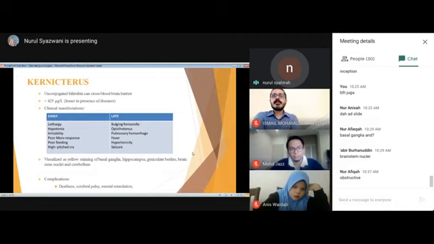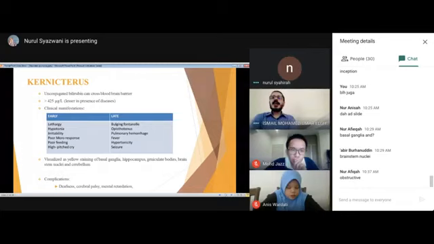Okay, I will ask one question here. It is an open question to all. Any abnormal movement you can see when you have kernicterus, other than the seizures? Choreoathetosis, very good. What else? Any other abnormal movement other than choreoathetosis? If the baby is moving like this, what is it? Dystonia.